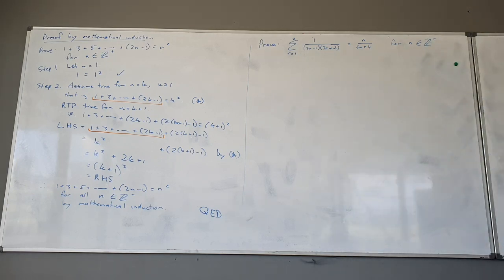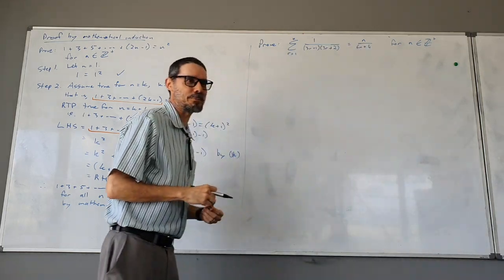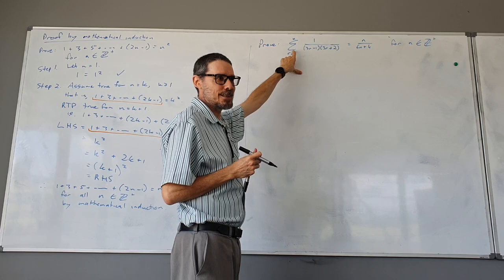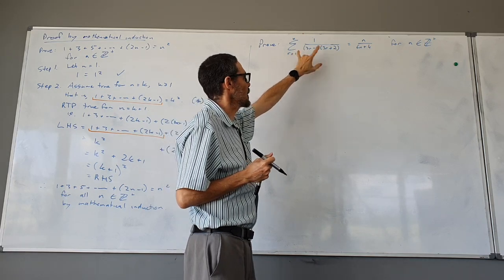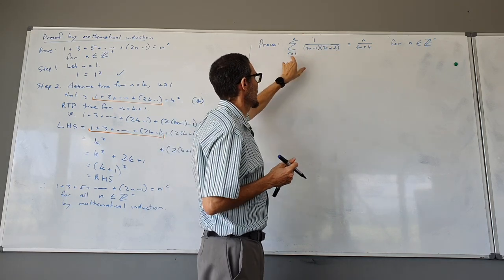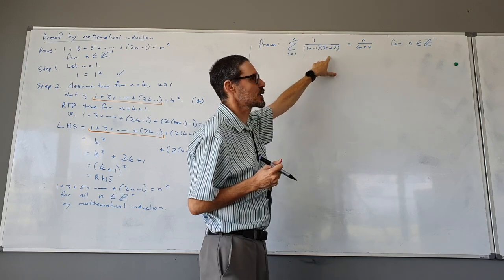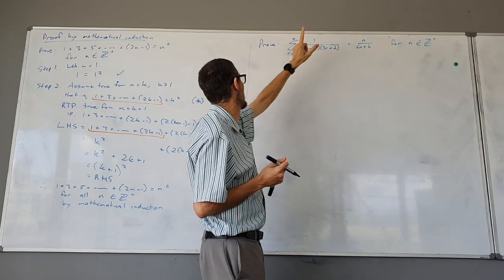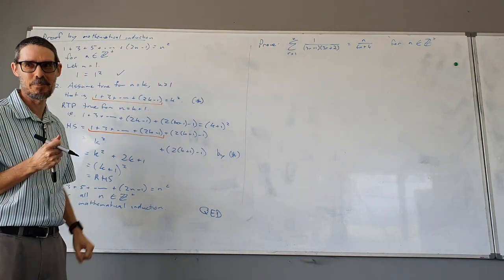Your Year 10s haven't seen that symbol before, or maybe they have seen it, but not in anger. It means the sum, it's Greek sigma, the sum of this, putting r equal 1, r equals 2, r equals 3, all the way up to r equals n. And you add them all up. It's exactly like this, you just add them all together.